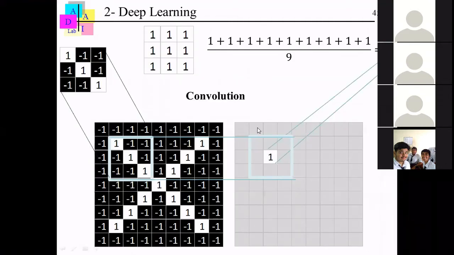What is convolution? For example, we have a picture. If we apply the convolution with the kernel here, we can average this and we get the result here. It means that in the convolution layer, we resize the image to smaller. However, the smaller image keeps the main important features from the original image.